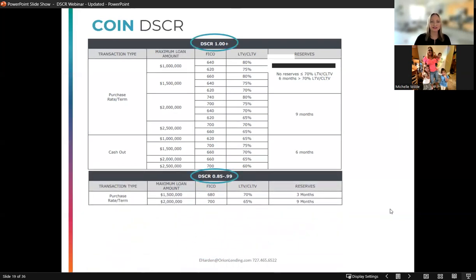So our Coin DSCR, these are the guidelines here on your screen. And you will see that with a 640 on purchase and rate and term, you can go all the way up to 80% if the DSCR is over 1. 80% is our max. And then there's no minimum DSCR on CoinX, but the regular Coin does have a minimum DSCR of 0.85. That's listed here.